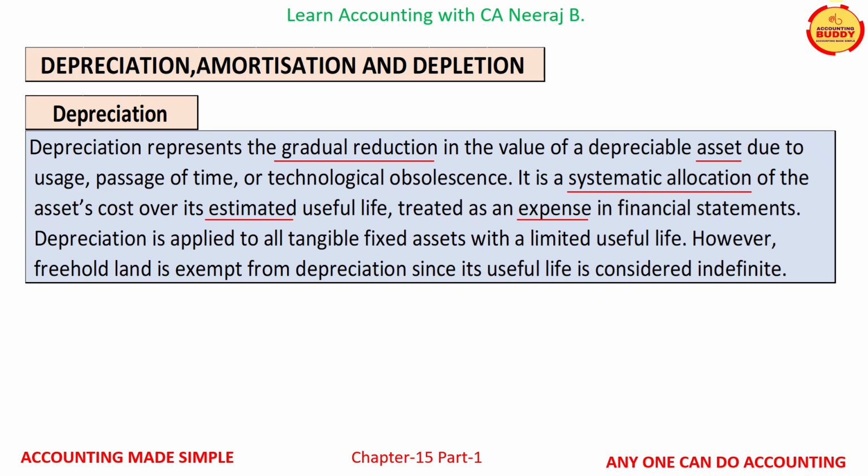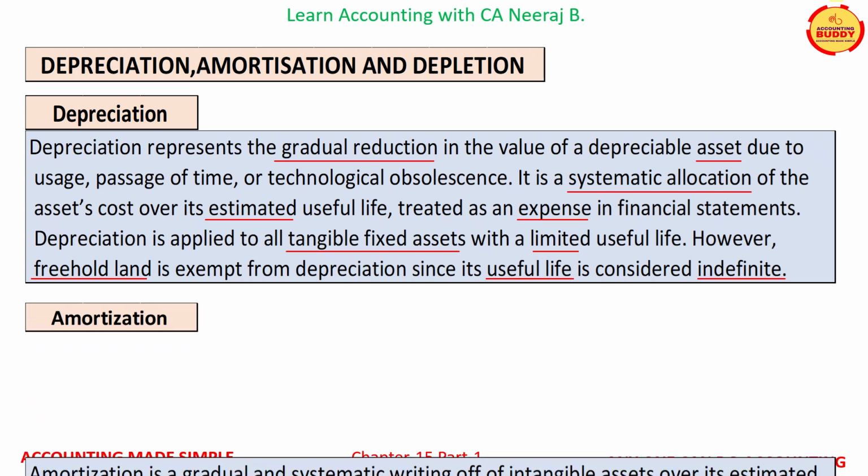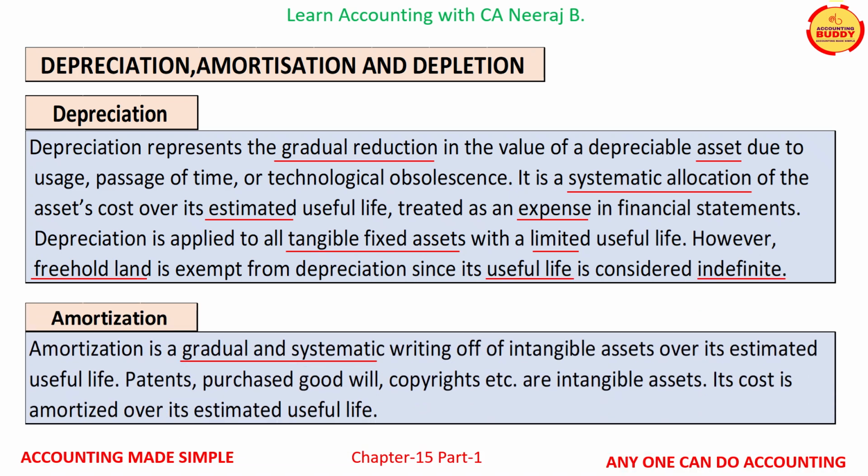Depreciation is applied to all the tangible fixed assets with a limited useful life. However, freehold land is exempted from the depreciation since its useful life is considered as infinite. Amortization is a gradual and systematic writing off of the intangible assets over its estimated useful life. Patents, purchased goodwill, copyright, etc. are intangible assets. Its cost is amortized over its estimated useful life.